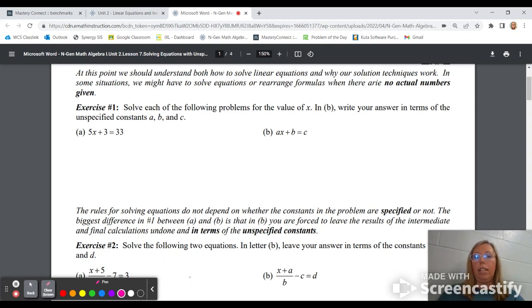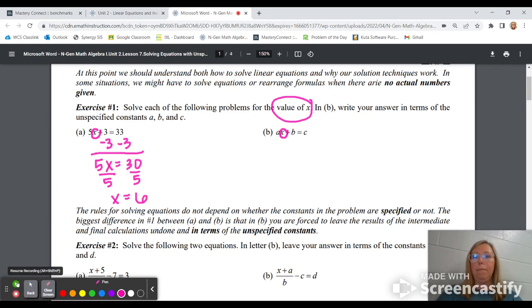So starting out, let's look at exercise 1. You can see that it wants you to solve each of these problems for the value of x. That's what we're looking for. So the first thing when you're solving equations is always just whatever they tell you to solve for, it's a good idea to circle that just so you hone in on exactly what you are supposed to be isolating or getting by itself, and then go through the steps that you know for solving equations. So I'm going to go ahead and solve A just as a review, and then we'll look at B.